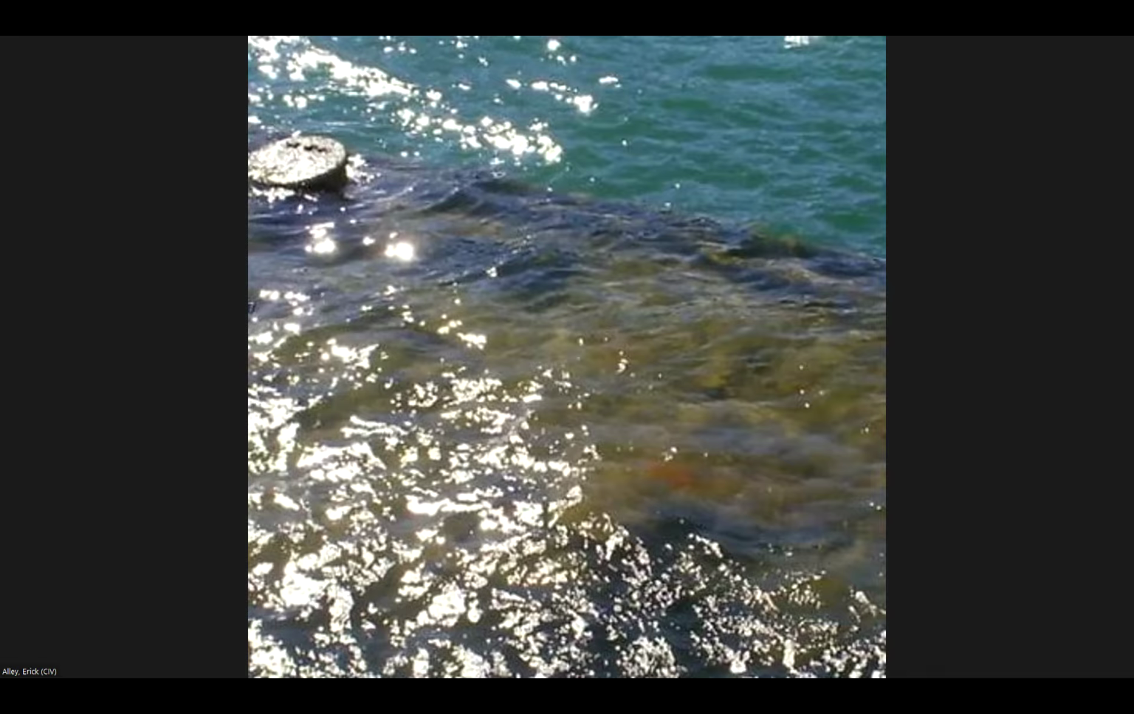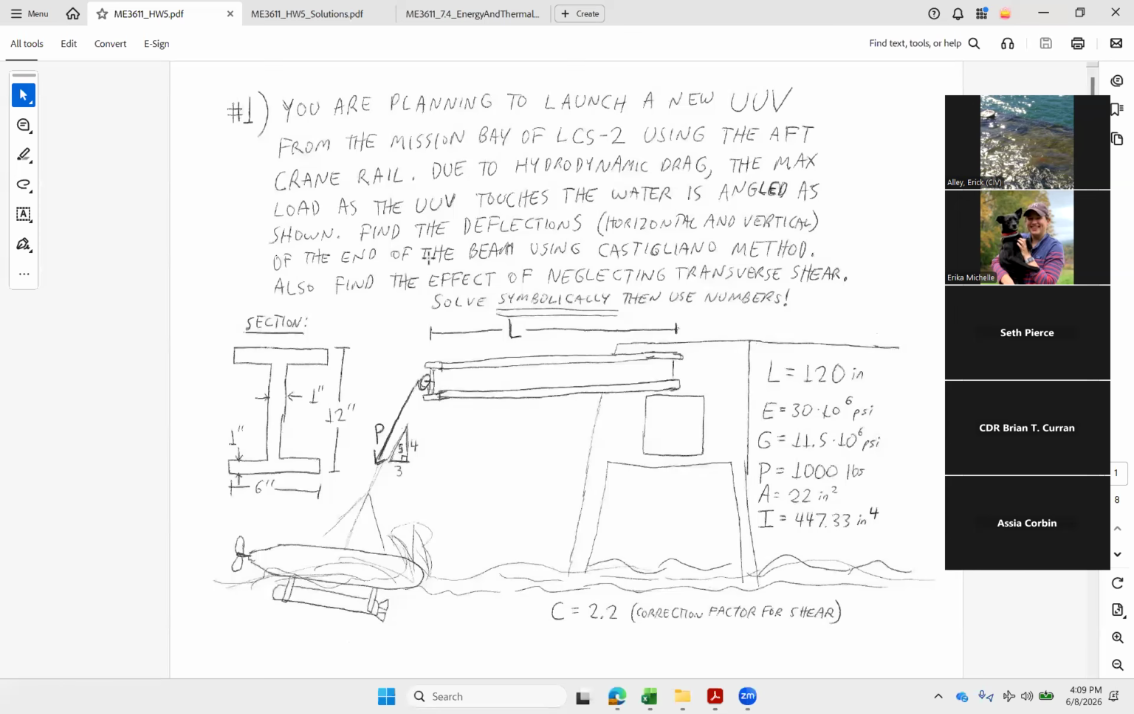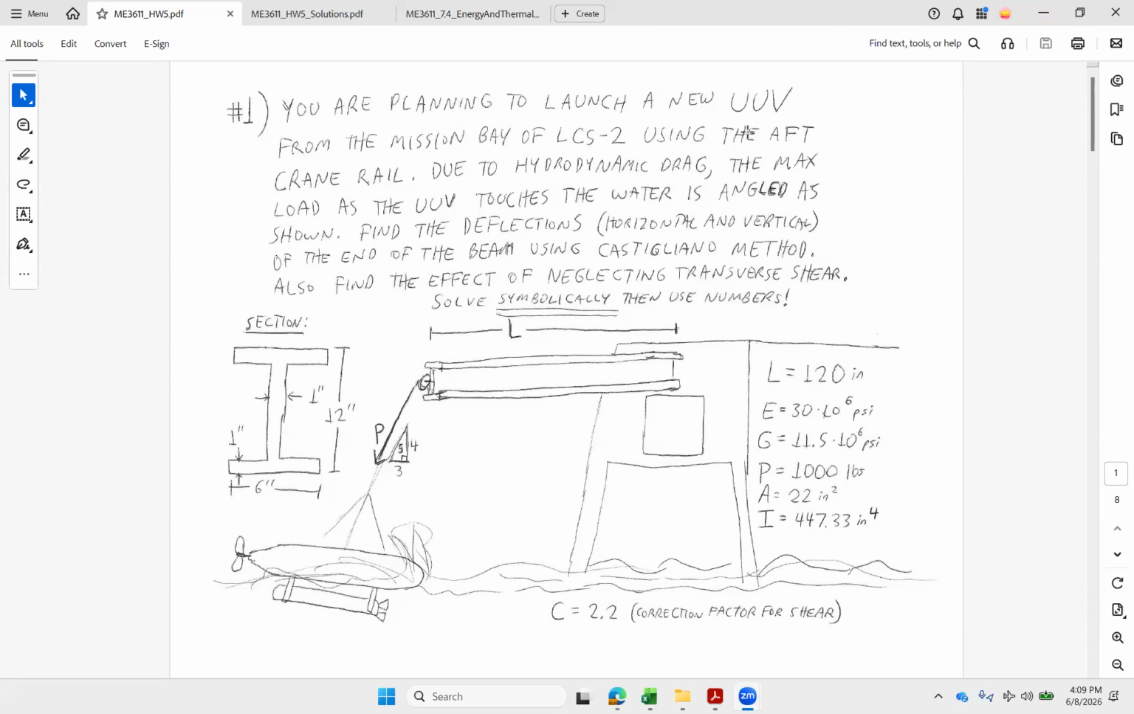So let's take a look at our first problem here. And in this case, we're looking to exercise our Castigliano theorem.